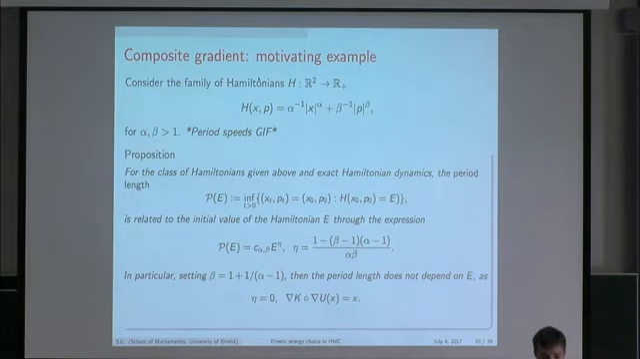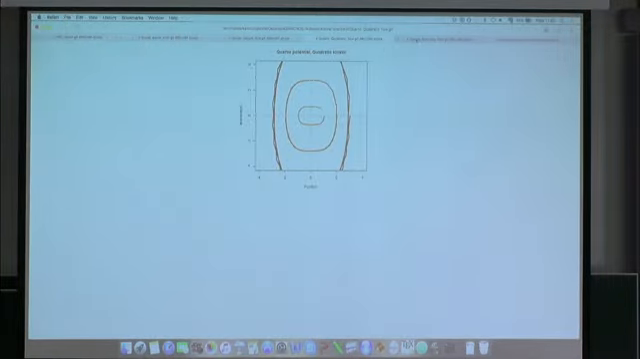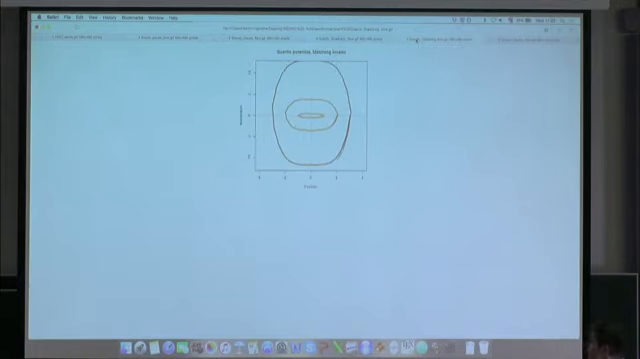But I can do this more generally. If I revisit that last example, and now choose a slightly heavier tailed momentum, in particular e to the minus x to the 1 plus 1 over 3, then I recover the period length being independent of the current point. You see now all of the different flows take exactly the same amount of time to get back to the current point.